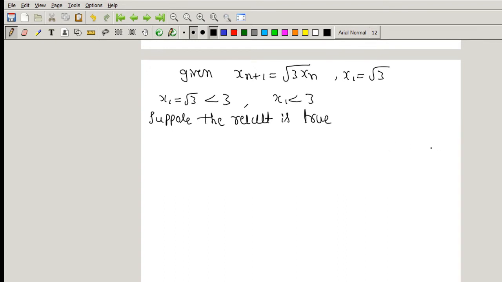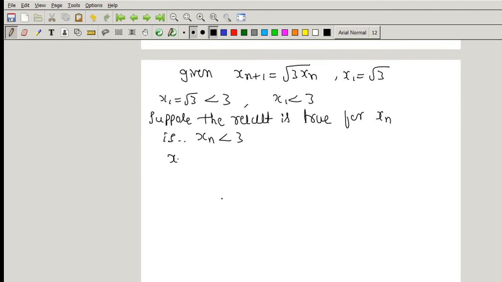Suppose the result is true for xn. That is, the same inequality holds: xn is less than 3. So we have assumed that the result is true for xn.